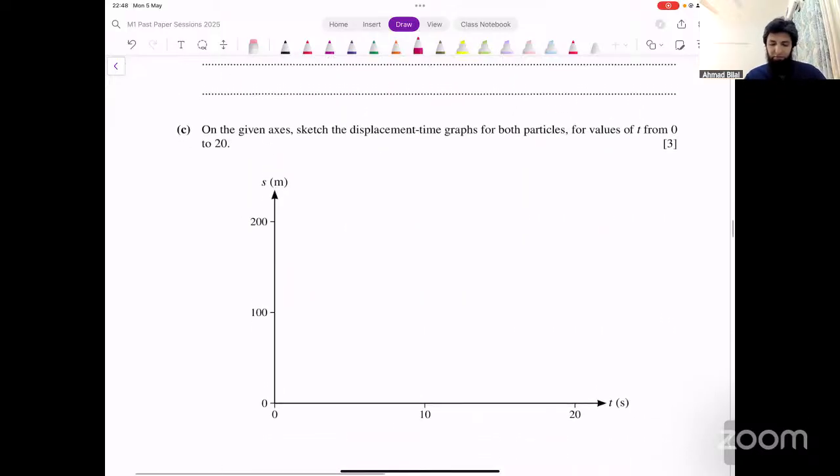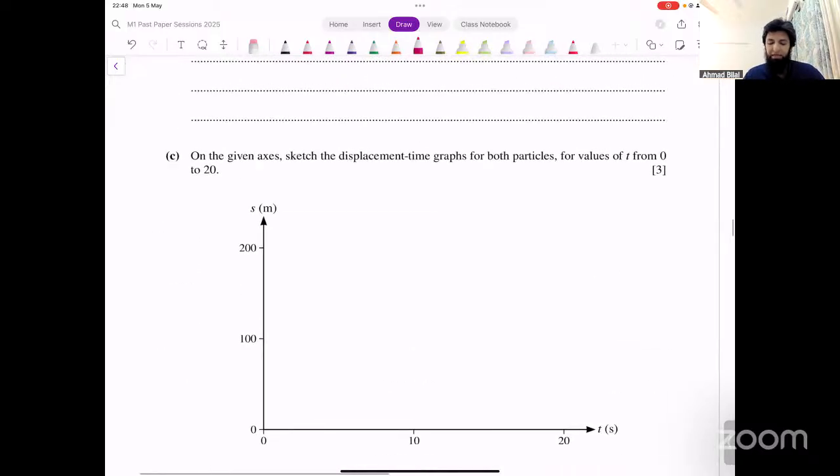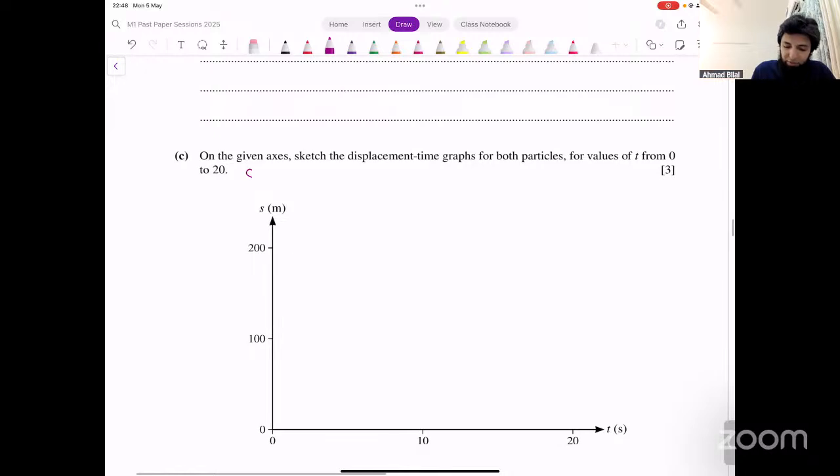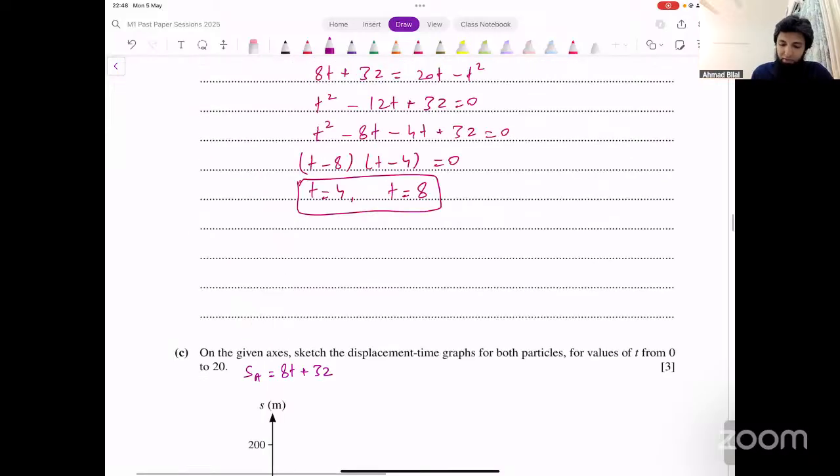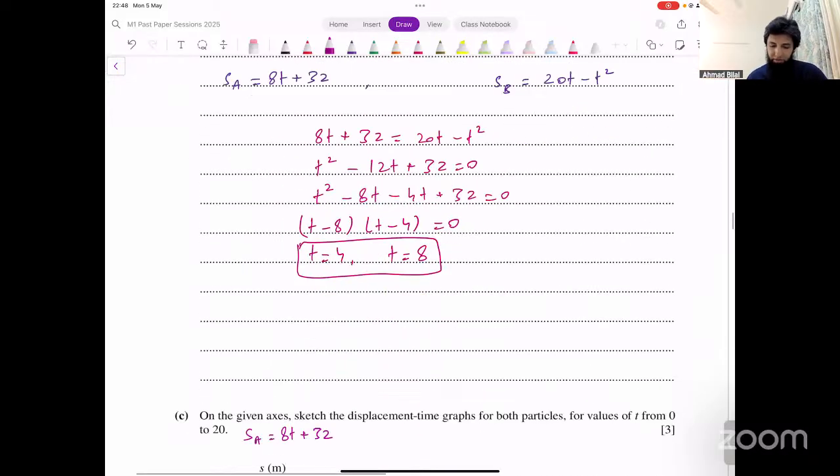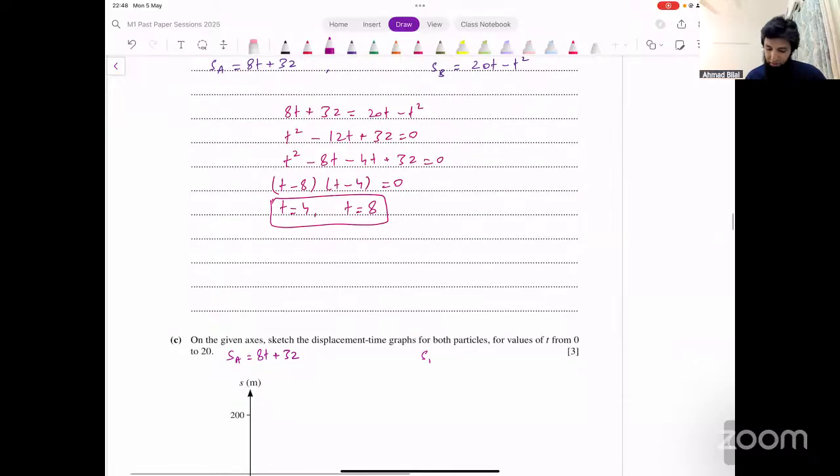That was fairly straightforward. Now it says on the given axes, sketch the displacement time graphs of both the particles for values of t from 0 to 20. Now, what are the displacement functions? The first one was 8t plus 32, yeah, 8t plus 32. And the second one is 20t minus t squared.